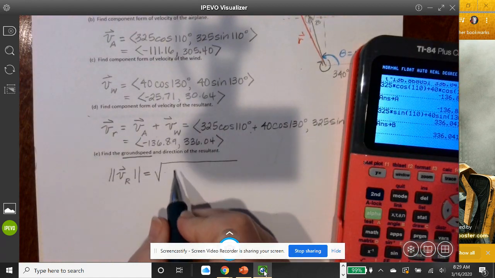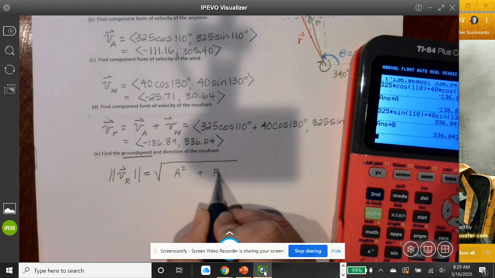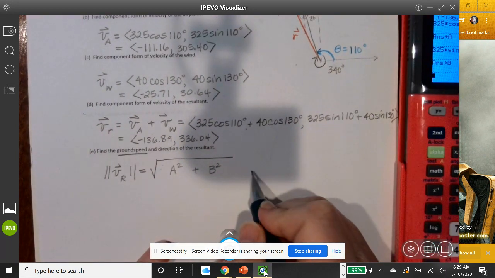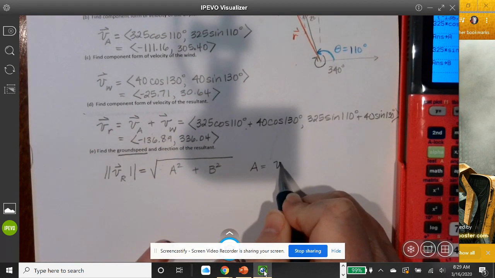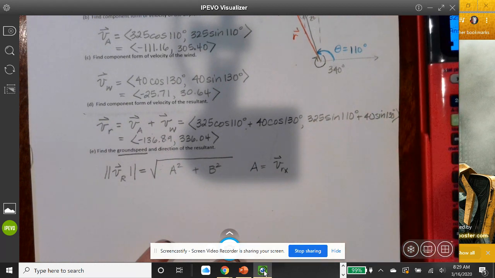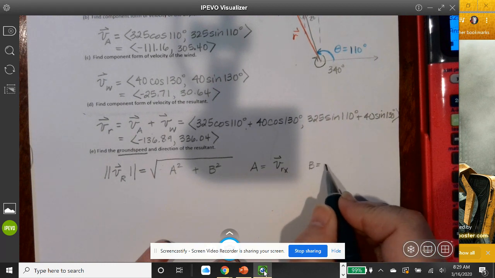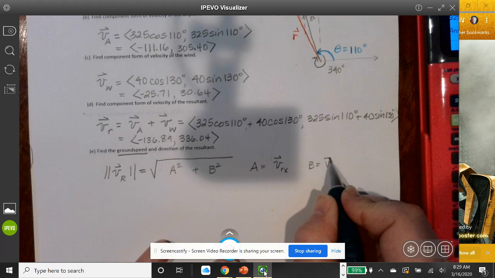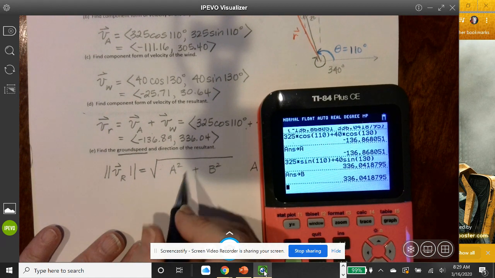And then I can say this is big A squared plus B squared, right? Where A is equal to the resultant component part of X, and B is equal to the resultant component part in the Y direction. Okay, so let's do that on the calculator.